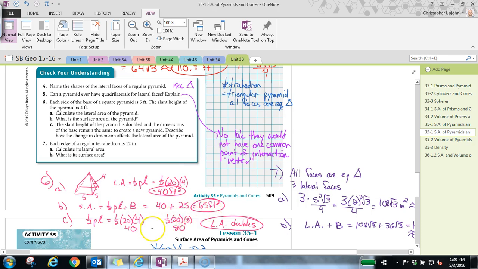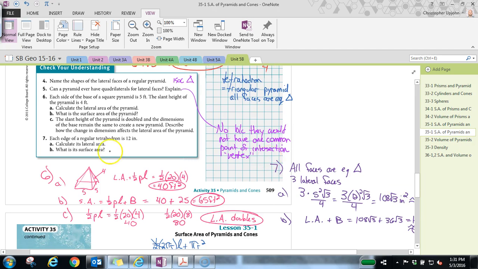The slant height of the pyramid is doubled, and the dimensions of the base remain the same to create a new pyramid. Describe how the change in dimension affects the lateral area of the pyramid. So it was 40, 1/2 20 times 4, and now we double the slant height, now it's 8, so it turns into 80, it doubles the lateral area. So we double the slant height, we double the lateral area.